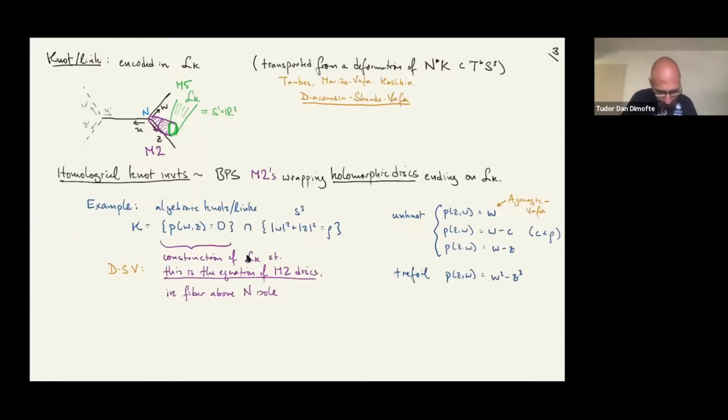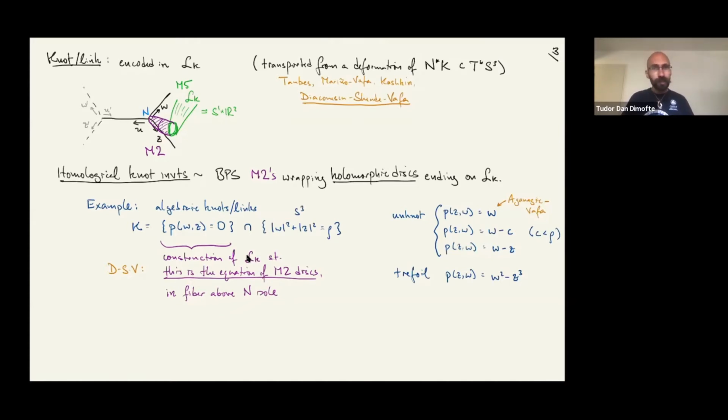Did I write that in? I didn't quite write that in. I'll talk about that in a second. I wanted to say a bit more about the M2 disks first. So before getting to A degree, this Diaconescu Shende Vafa construction is especially nice in the case of what are called algebraic knots. And I'll revisit algebraic knots at the end of the talk because they're also especially nice in the A side field theory construction.